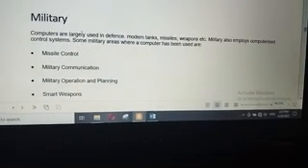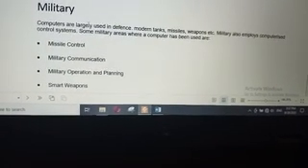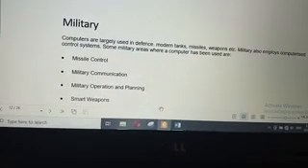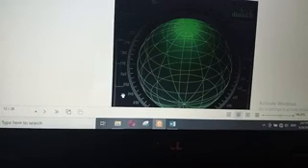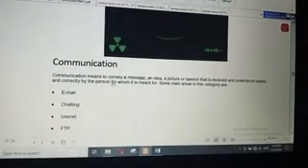Some military areas where a computer has been used are missile control, military communication, military operation and planning, and weapon simulation. That is how a computer is used in the military. We are going to proceed with the next application of the computer, in terms of communication.